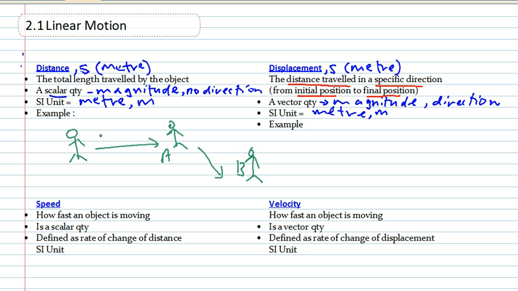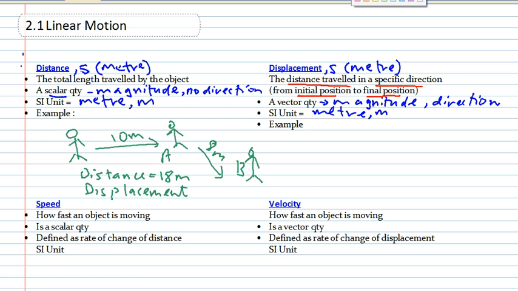So the distance for you to walk to point A is probably 10 meters, and it takes you another 8 meters to walk to point B. So where distance is concerned, the total length traveled by the object, you add up everything, which means it's 18 meters, right? Now, however, the displacement is not 18 meters, yeah? The displacement of this person, if you follow the definition, is the distance traveled in a specific direction, which is the distance from its initial position to its final position.